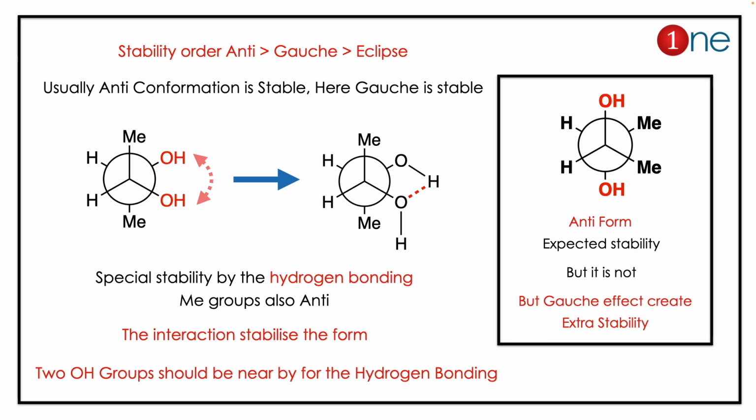The concept you have to learn here is that usually the anti form is stable, but in dihydroxy compounds, the Gauche form is stable.